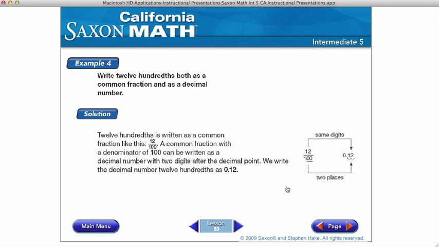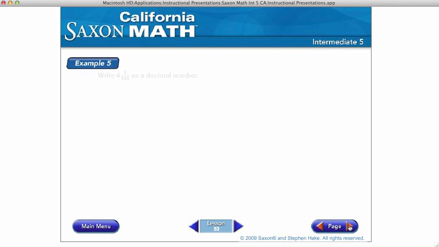So let's take a look at how that works with this number. Write 4 and 3/100ths as a decimal number. Let's think of it like money, like we did yesterday. If we think of 4 and 3/100ths as money, that would be like $4 and 3 pennies, $4.03. Well, this isn't money, it's just a number, but the rest is still the same.